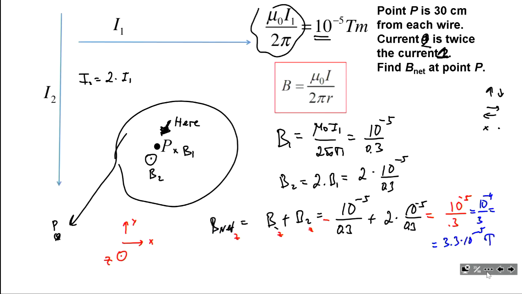Yes? What was the unit at 10 to the minus 5 T? Meter. That's just an SI unit for this combination. We assume using the International System of Units automatically for everything. This is Tesla times the meter.